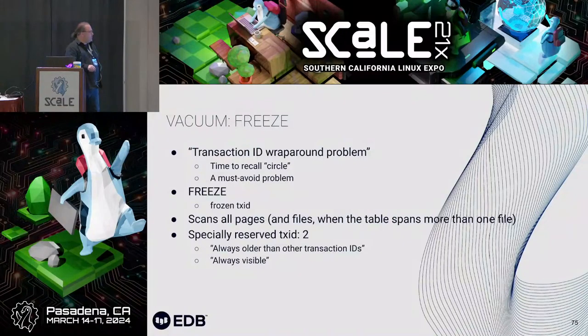And it uses a specially reserved transaction ID too, which I mentioned in the third or fourth slide or so. This is always older than other transaction IDs, which is good because it means it's always visible for us. When we finish vacuuming, it's always visible for us, which is good. So at that point, first of all, the transaction ID is available for the upcoming transactions. Our data won't be corrupted, and we are fine.